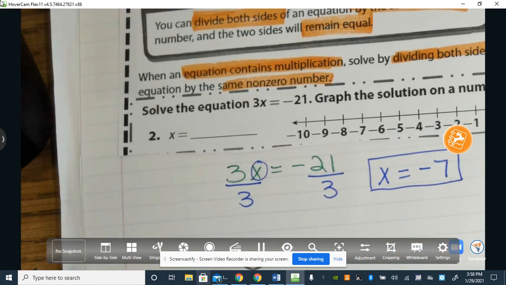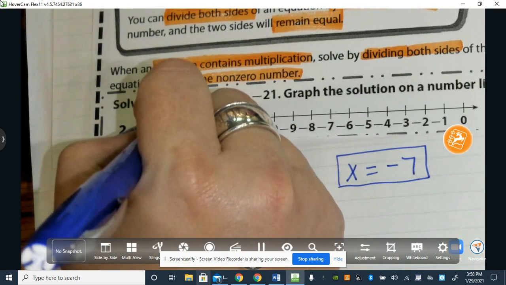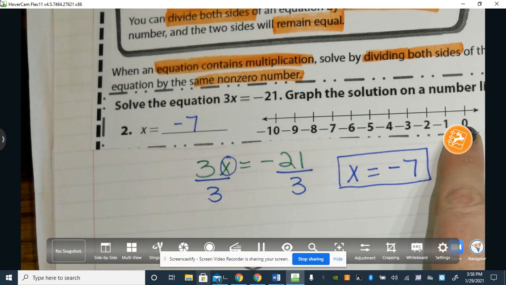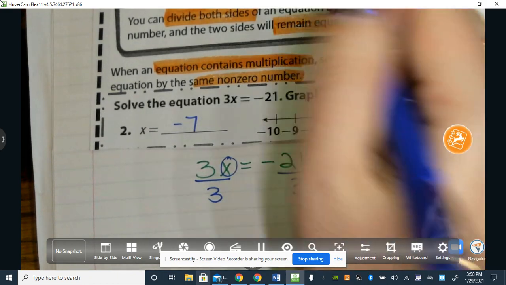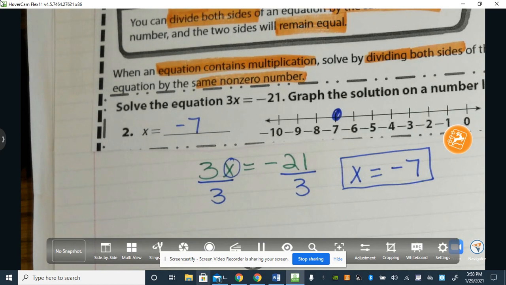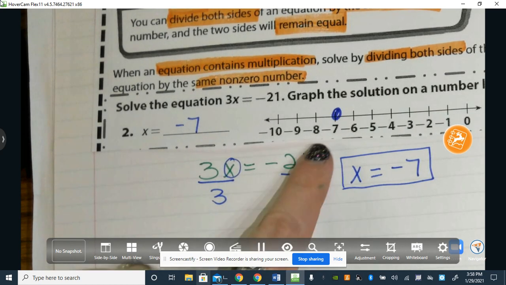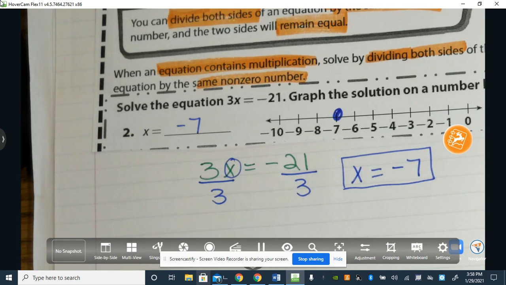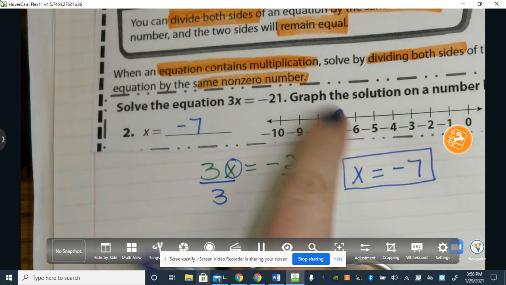And how I would graph that on a graph: find 0. -7 is to the left of 0, so there it is. I'm going to put a circle and shade it in and make it a dot. This is very important for us to remember, guys, because in the next week or two, we're going to be talking about writing inequalities, and for us to write and draw inequalities, we must know how to graph them.